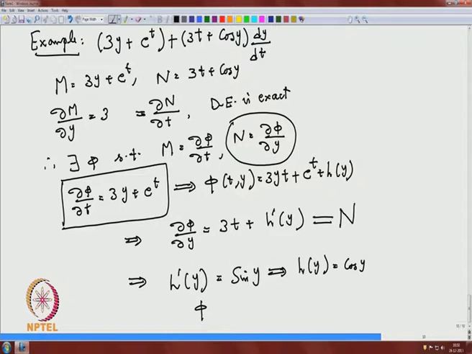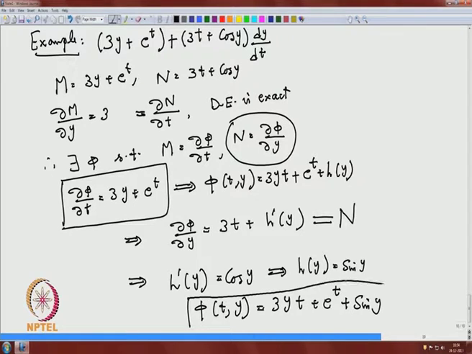So you will have your phi(t,y) equal to 3yt plus e power t plus sin y. Sin y or cos y: h prime of y is equal to cos y here, right? So h of y is equal to sin y here. You can work with other things also, that is not a problem. So this equal to a constant will give you the solution.